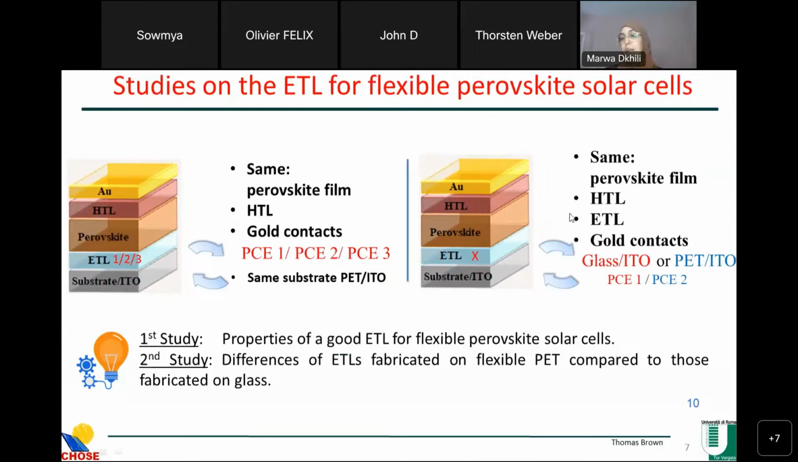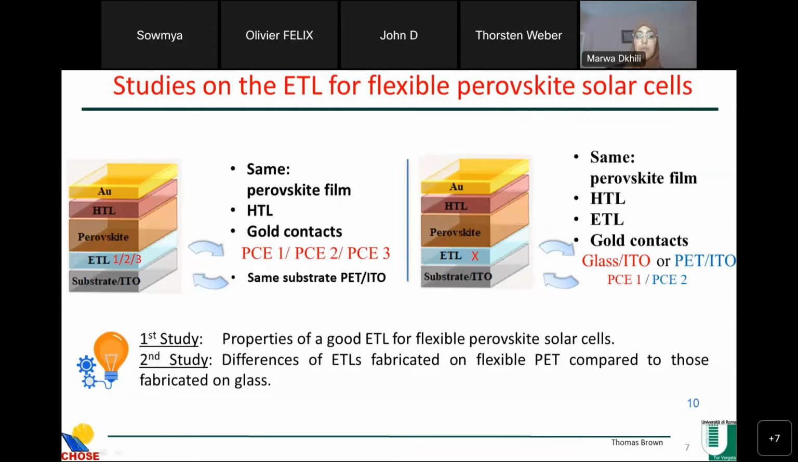The second time, we fabricated another set of perovskite solar cells, keeping the same perovskite film, the same hole transport layer, the same electron transport layer, and the same gold contacts. For each type of electron transport layer, we changed the substrate, moving from glass ITO to PET ITO. Each time we changed the substrate, we found a different efficiency.